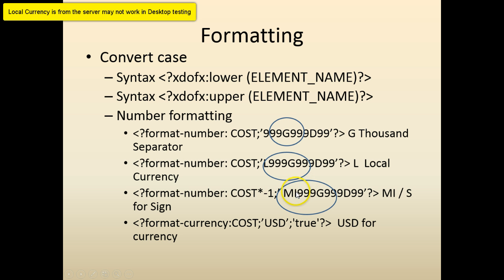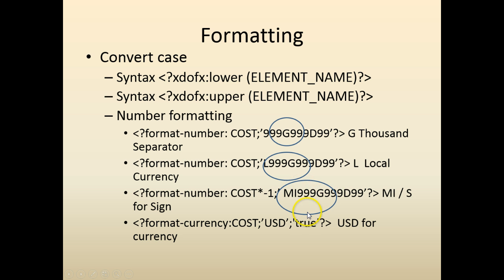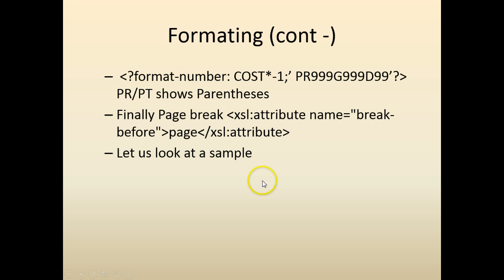MI represents the minus or sign symbol, and in the last example I have here, I'm formatting the element for the currency USD. Here's the syntax for it. You can also see that there are the right and left parentheses for showing the negative numbers, and the page break using XSL attribute break before or after page.